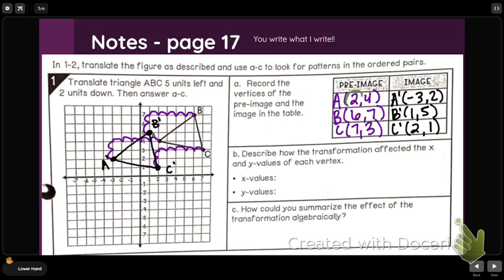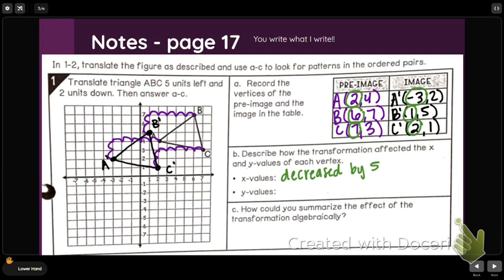So we went from 2 to -3. The difference between those numbers is -5. 2 minus 5 is -3. Let's look at B and B prime. 6 minus 5 is 1. And for C prime, the x coordinate is 7 to 2, which is still -5. So the x values decreased by 5.